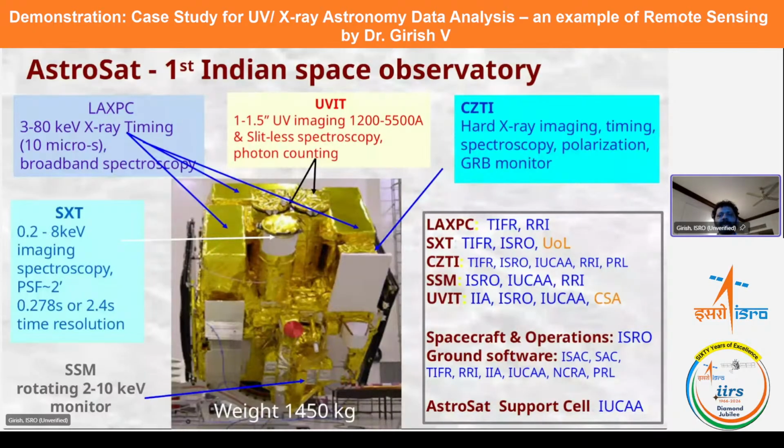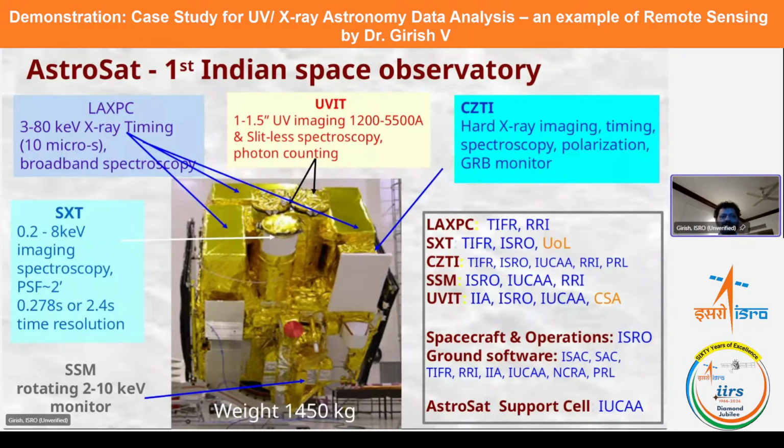AstroSat mainly carries 5 scientific experiments, what we generally call payloads, covering visible, ultraviolet to hard X-rays or high energy X-rays. Almost all of them were developed by different institutes from India, with collaboration from some foreign countries also. So AstroSat is a real example of a multi-institute, multi-nation observatory class mission.